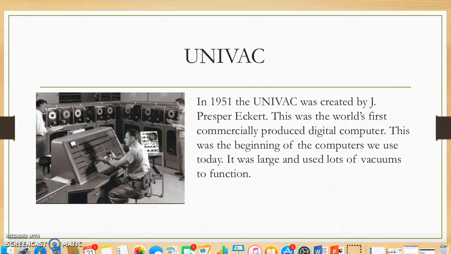In 1951, the UNIVAC was created by J. Presper Eckert. This was the world's first commercially produced digital computer. This was the beginning of the computers we use today. It was large, as you can see in the illustration, and it used thousands of vacuums to function.